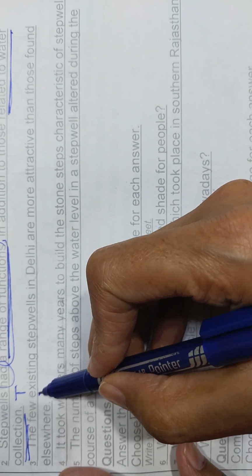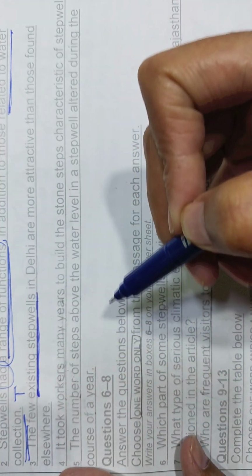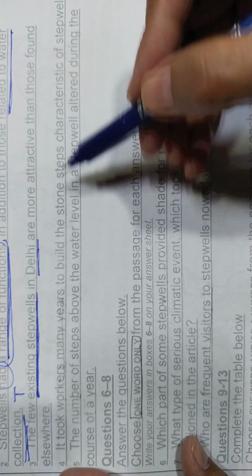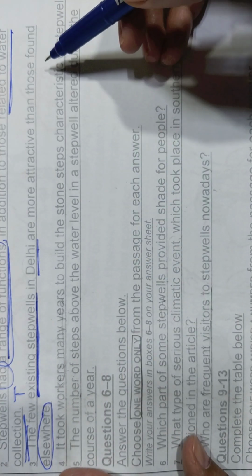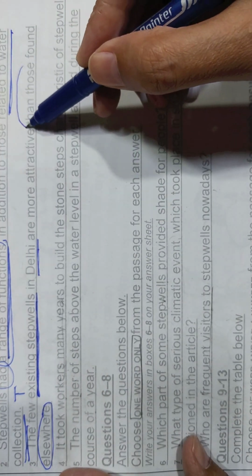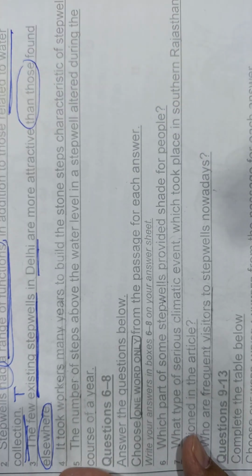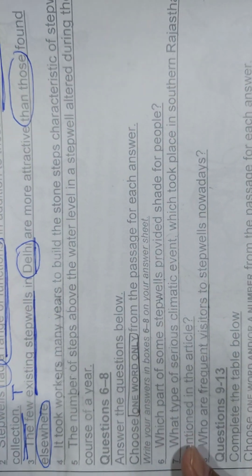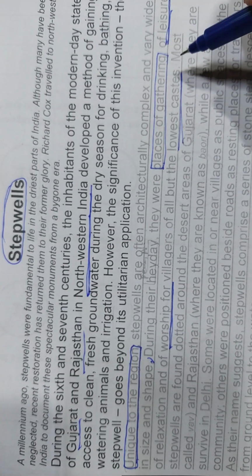The few existing step wells, existing means still they are available in Delhi, are more attractive than those found elsewhere, in other areas, anywhere else. Okay, comparison is here. So here we are supposed to find where is the comparison. First of all, we will go for the keyword, the word Delhi, and then after that we will go to find out the comparison. Okay, so our answer was finished there.